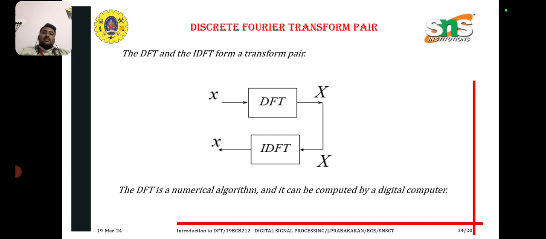You can see the diagram. Small x represents the time domain, capital X represents the frequency domain. Small x of n is the input of DFT and capital X of k is the output of the DFT, whereas the arrow represents the flow of the data. Capital X of k is the input of the IDFT, small x of n is the output of the IDFT.